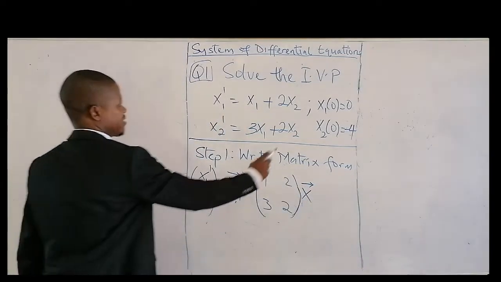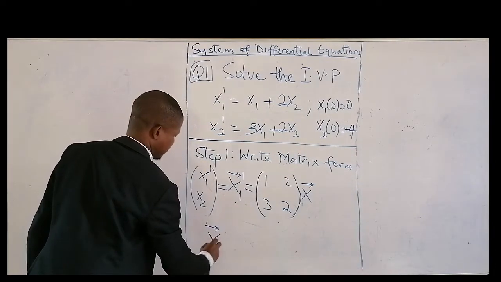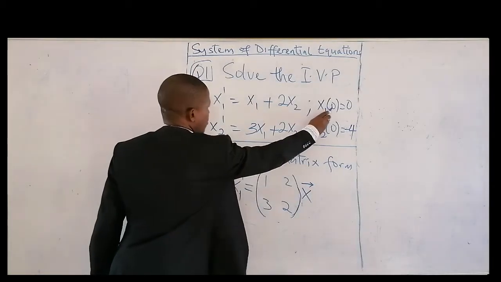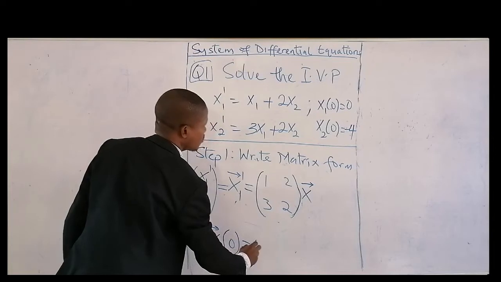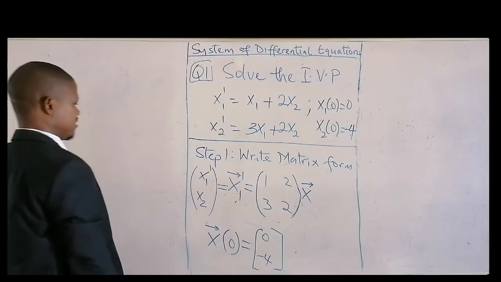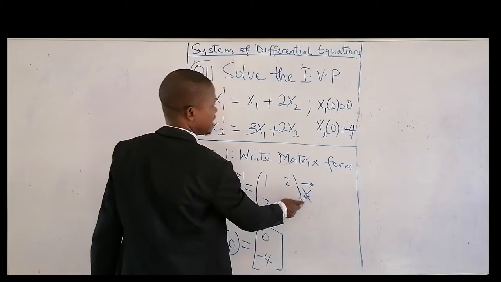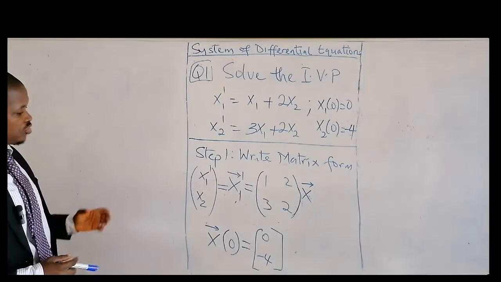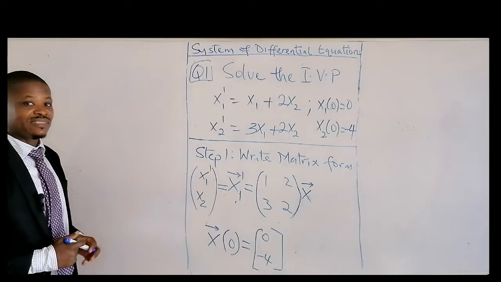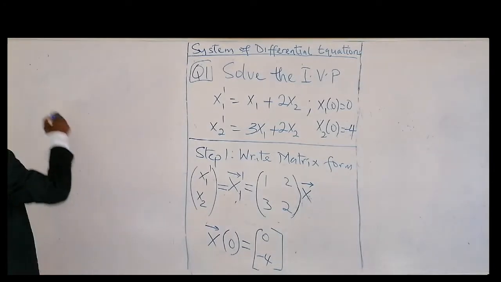Then we can also write the initial condition given as a vector. You can see x at 0 in matrix form is 0, minus 4. So that is the matrix form. We have represented x1, x2 by this vector. Then the next thing to do to get the solution is to calculate the eigenvalues and eigenvectors of the system.